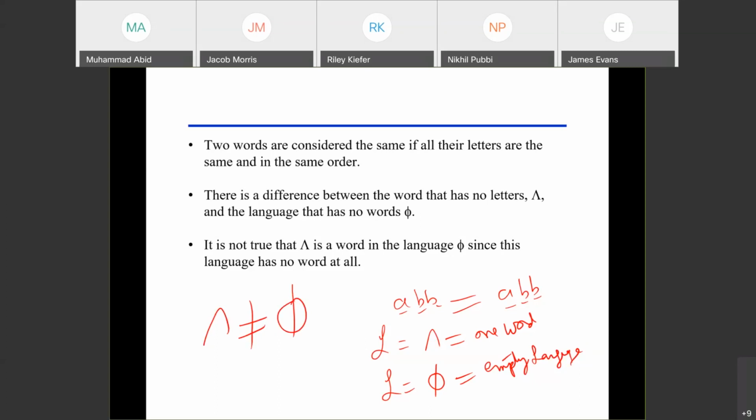So it is not true that lambda is a word in the language phi, since this language has no word at all. So lambda is not a case of the phi language. Lambda is a separate thing. It is one word without any letter, and phi means this language does not even have lambda. It is nothing. Not a single thing is a member of this language at this time. Okay? So this is the difference between lambda and the phi language.